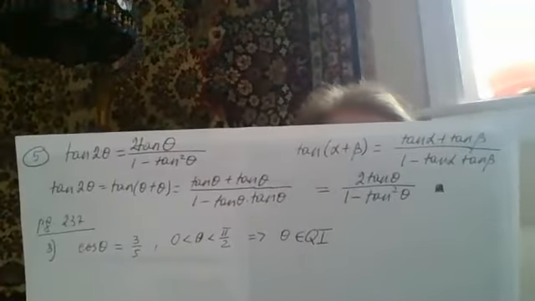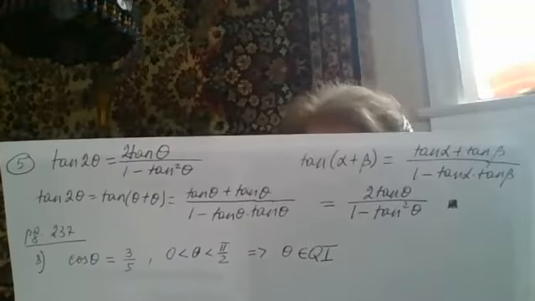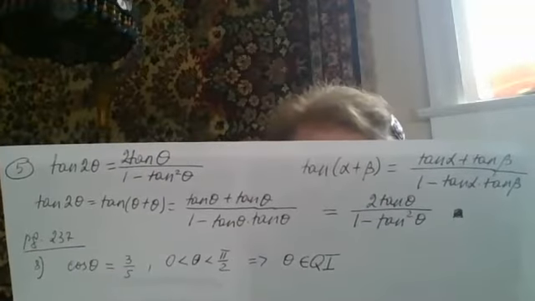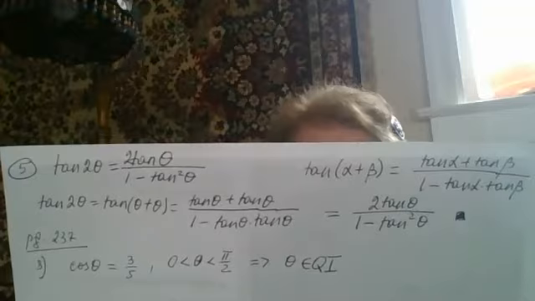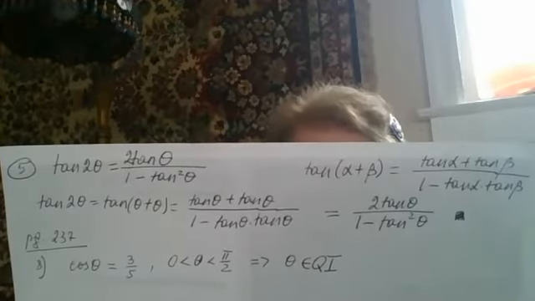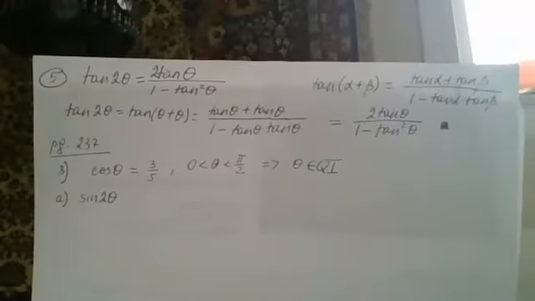This is what I wrote down. Cosine theta equals 3/5. It is between 0 and pi over 2. In other words, it belongs to the first quadrant. And what should I find in part A? I am asked to find sine of 2 theta. The question in part A is about sine of 2 theta. Excellent.